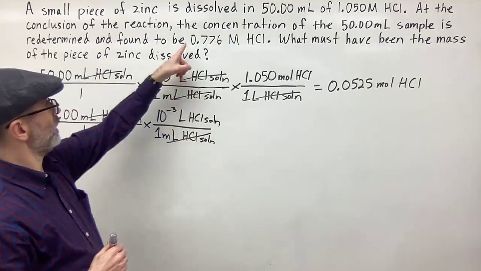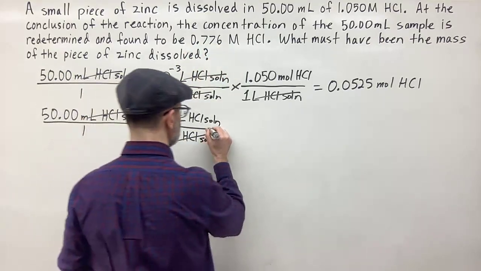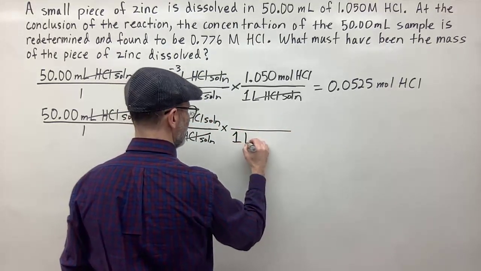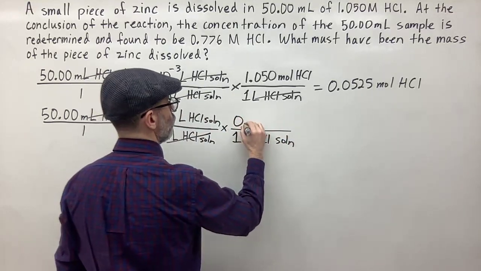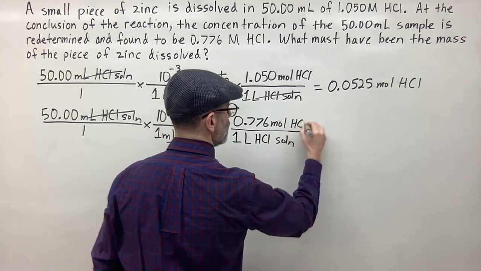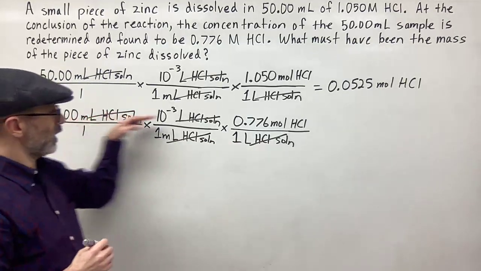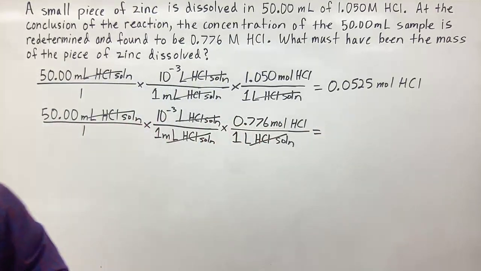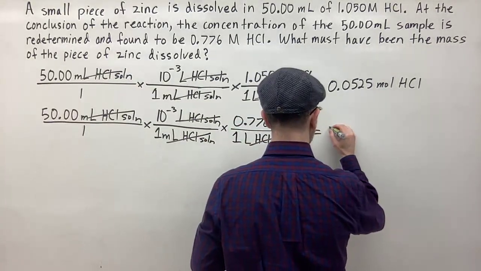And now I'm going to use the molarity to convert to moles. So I'm going to use the 0.776 molar. So on the bottom, I'm going to put 1 liter of the HCl solution, and on top is going to be 0.776 moles of HCl. So liters are going to cancel out. Now, again, all I need to do is multiply across the top, divide by the bottom, and I'll get the number of moles. And when I do that, I get 0.0388.